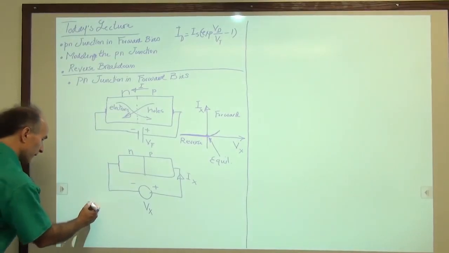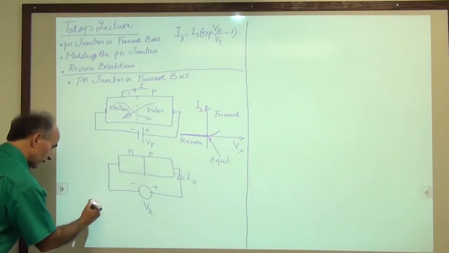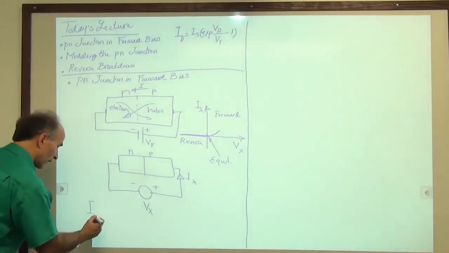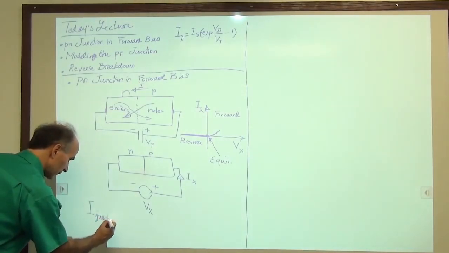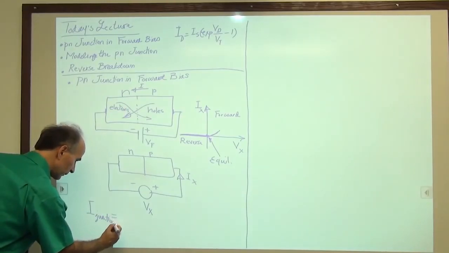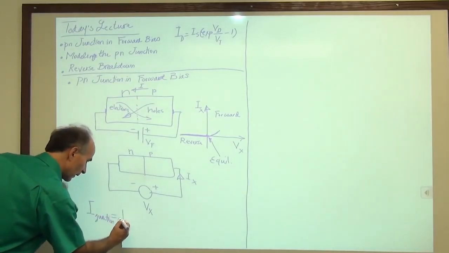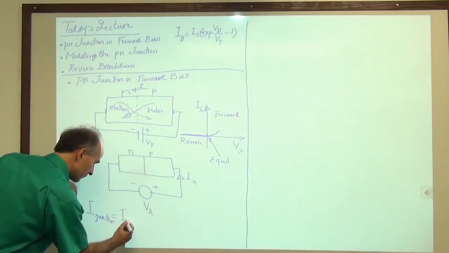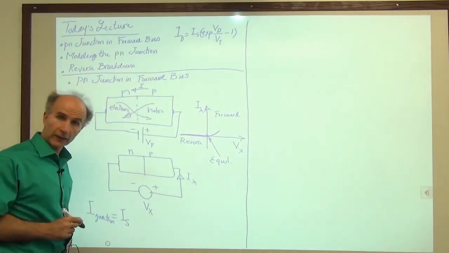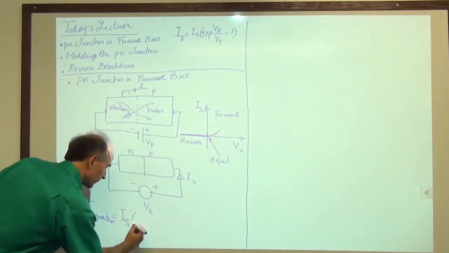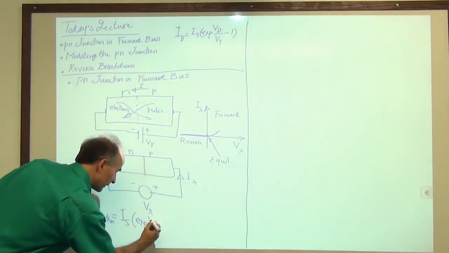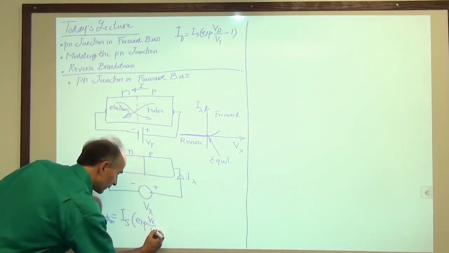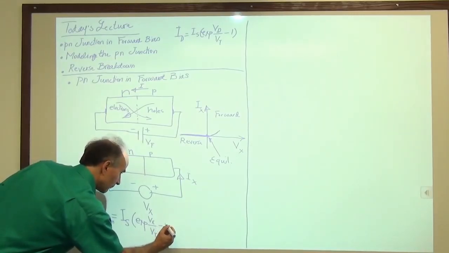So for such a device, we write I of the junction is equal to Is, we will talk about Is shortly, multiplied by exponential of the voltage applied divided by Vt, minus 1.